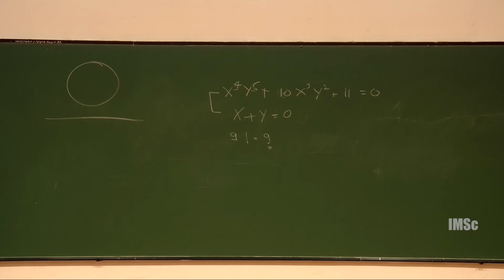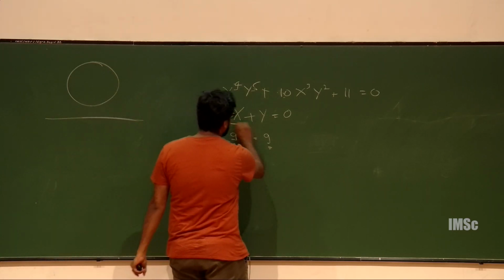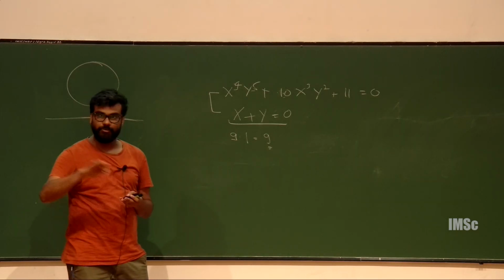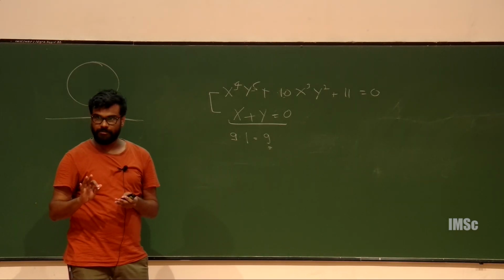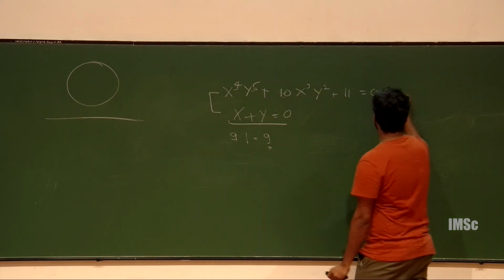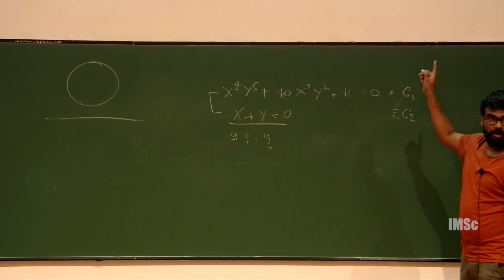So, let me just give you a very small proof in some sense. So what is happening here? Let us look at these two equations and try to see why this 9 comes into the picture when you intersect with a line. Is it okay? Suppose I have this curve C1, and this is my curve C2. So, two curves.